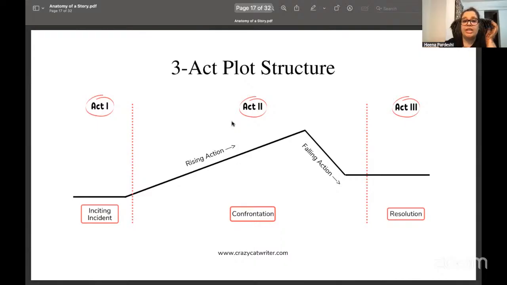In Act 1, we introduce our character, their world, and what's at stake. Something happens, that is the inciting incident, that changes everything. Now, the key question in Act 1 is, why can't life go on as usual anymore? Because something happened, and that something will be your inciting incident. The incident that kickstarts your novel.